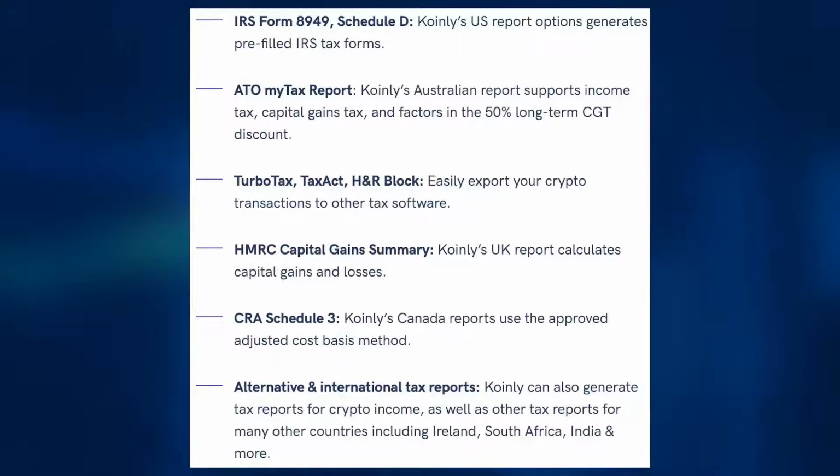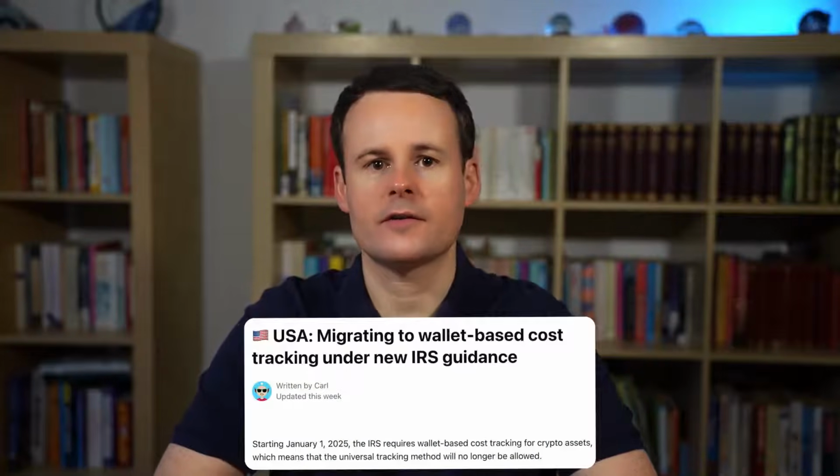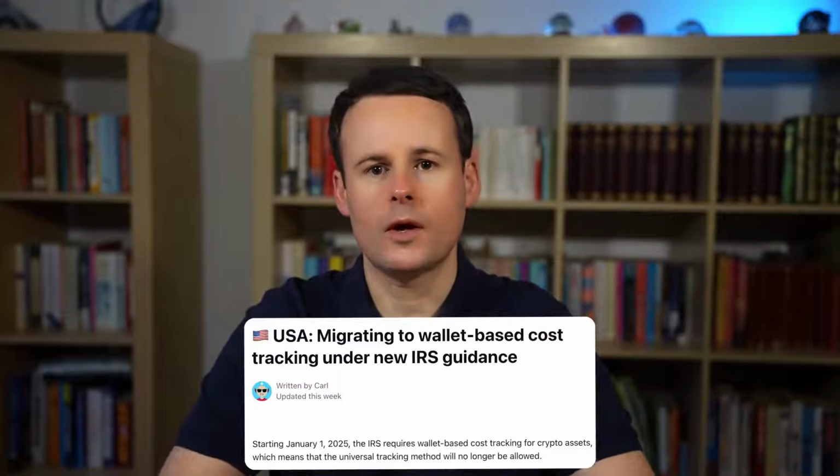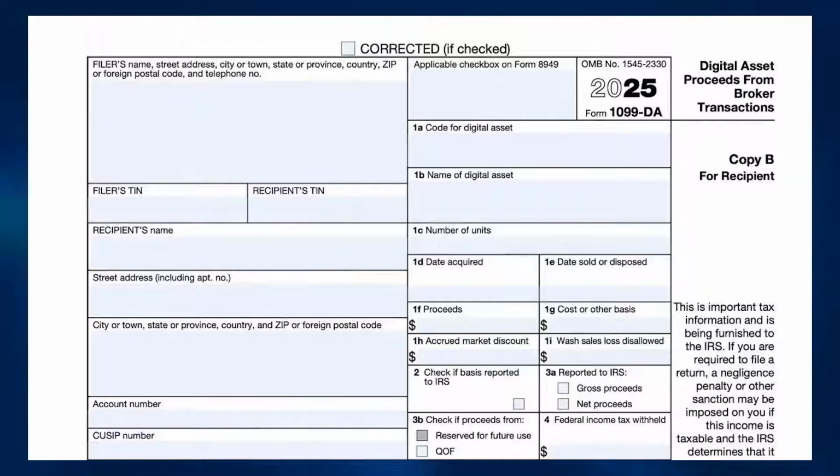For example, it includes the HMRC capital gains summary for the UK. For the US, it generates the IRS forms you need to report, the CRR Schedule 3 for Canada, as well as specific reports for many other countries, like Australia, Germany, and France. And for our US viewers, Koinly has been updated to align with the new IRS guidance. This includes support for wallet-based cost tracking, and preparing for the new Form 1099-DA, which brokers will start sending out.